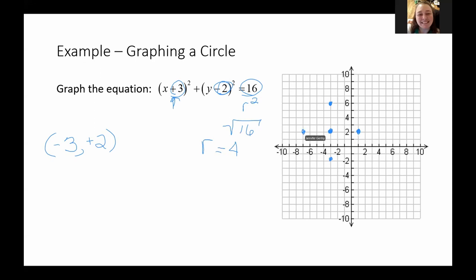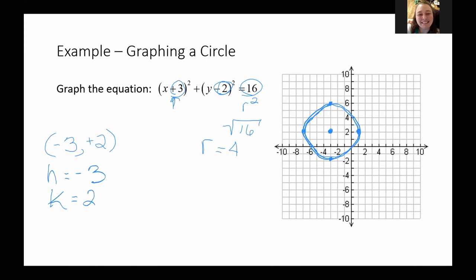And I attempt to draw something resembling a circle. Just remember, that equation is in that same form that we just looked at, and we can compare that to that standard form of the equation of the circle. Okay, and that's going to give us all the information that we need in order to graph the circle. So in this case, h equals -3, k equals 2, and the radius equals 4 over on the right. So the circle has its center at -3, 2, and a radius of 4 units.